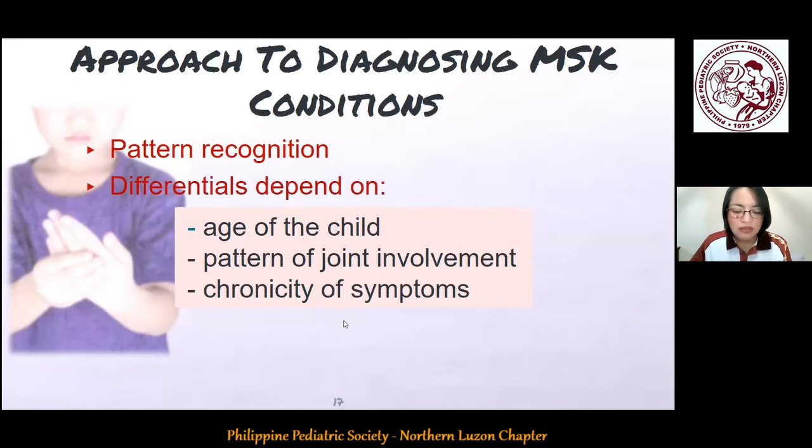Okay, so also the pattern of involvement, we ask, are the joint pains additive? Are they migratory? Do they involve the large joints, the small joints? How many joints are involved? Is it a single joint or multiple joints? Okay. So for the chronicity of symptoms, we say arthritis, or the condition is acute if it's less than 6 weeks.